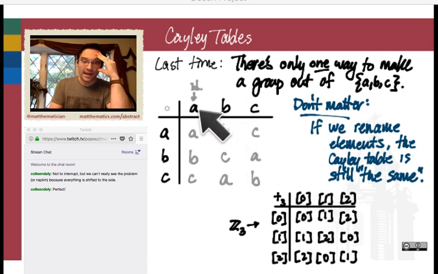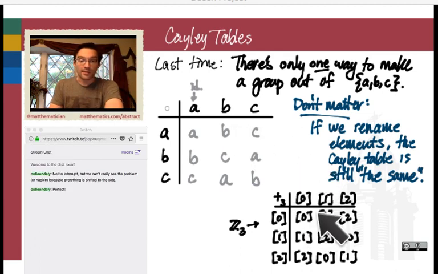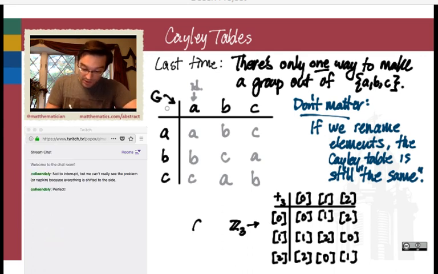With the role of A, the identity, being played by the equivalence class of 0, the role of B played by the equivalence class of 1, and the role of C played by the equivalence class of 2. And so if we agree that the names of elements don't matter, and only their relationships in a Cayley table matter, then this group, Z mod 3, is the same as this abstract group up here. Maybe we should call it G. If I call this group up here G, then we will say G and Z3 are the same.